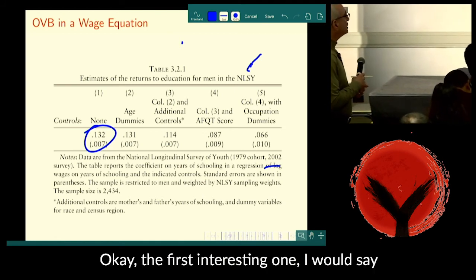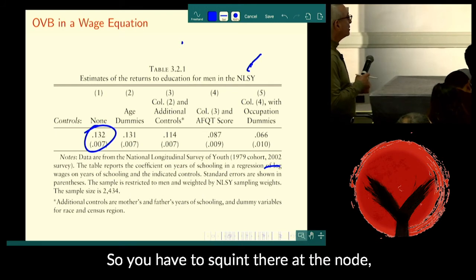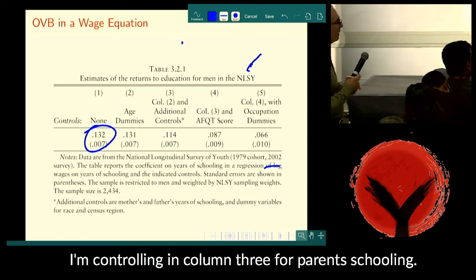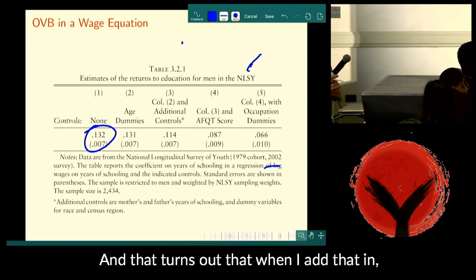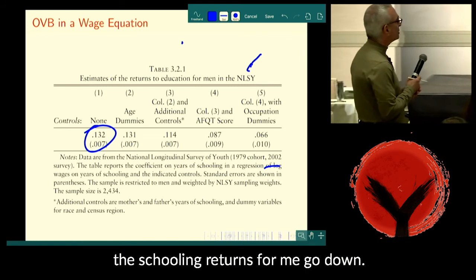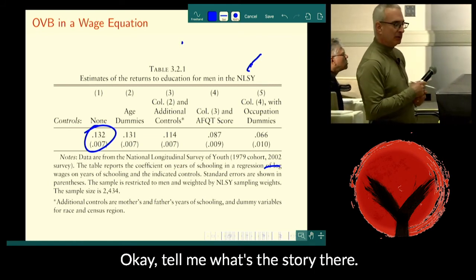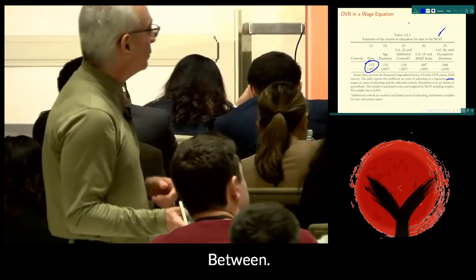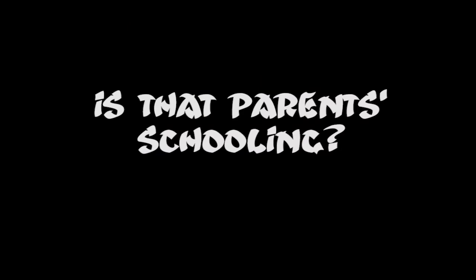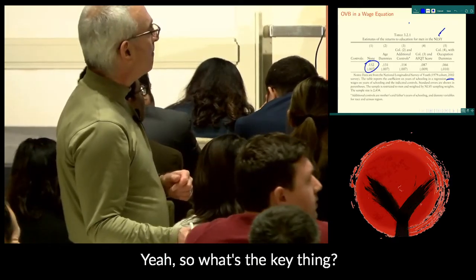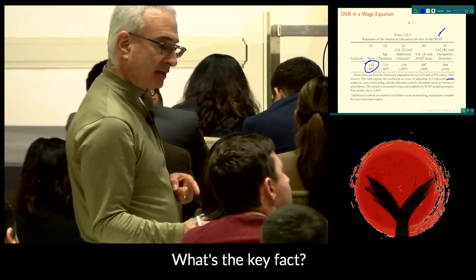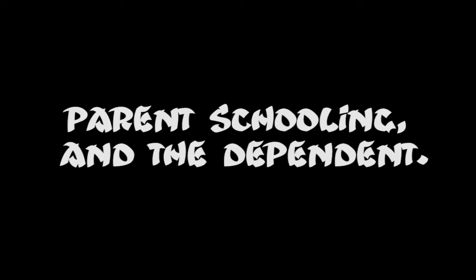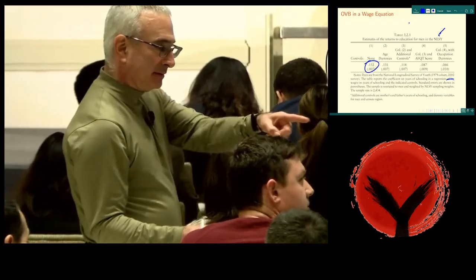Okay, the first interesting one I would say is column 3. So you have to squint there at the note. What is in column 3? I'm controlling in column 3 for parents' schooling. And it turns out that when I add that in, the schooling return goes down. Okay, tell me what's the story there. There's some degree of correlation between parents' schooling. What's the key fact? There's some degree of correlation between, finish the sentence. Parents' schooling and my schooling.